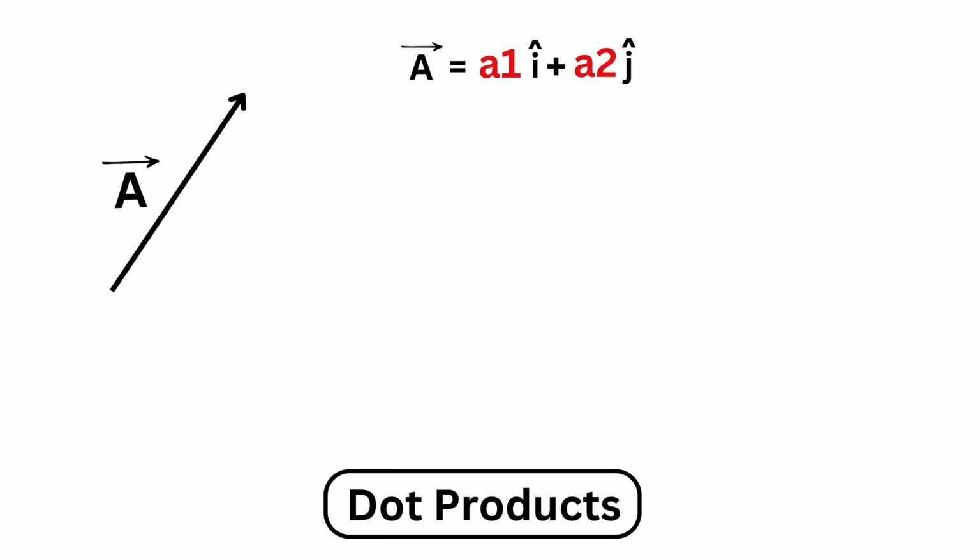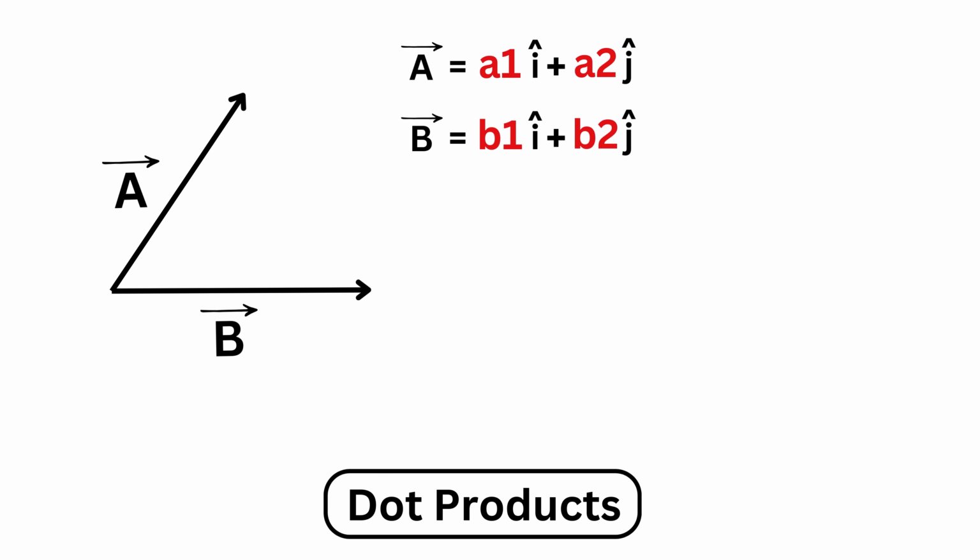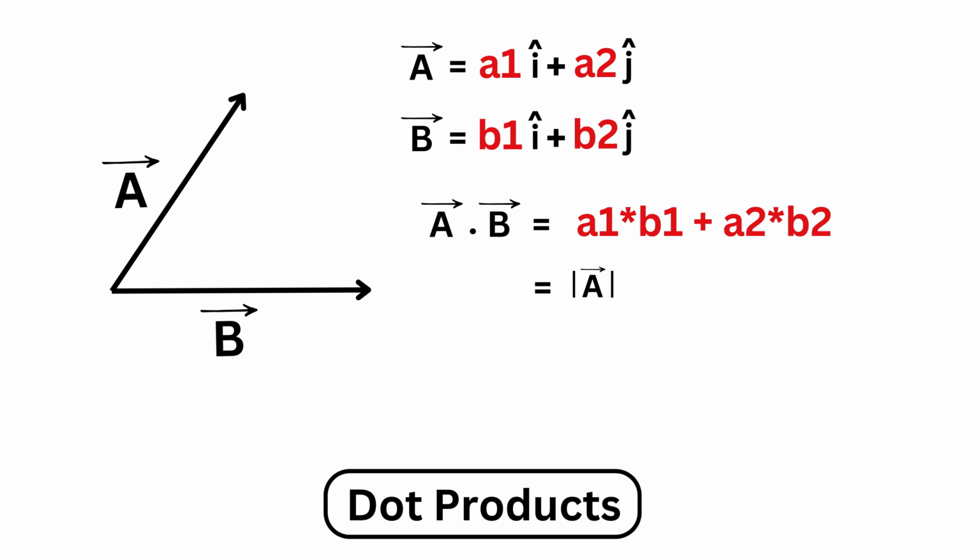Suppose we have two vectors, A and B, like this. We know that their dot product is found by multiplying the i hat components and the j hat components separately, and then adding them together like this. At the same time, the dot product can also be written as the length or the magnitude of A times the length or magnitude of B times the cosine of the angle between them, say theta.